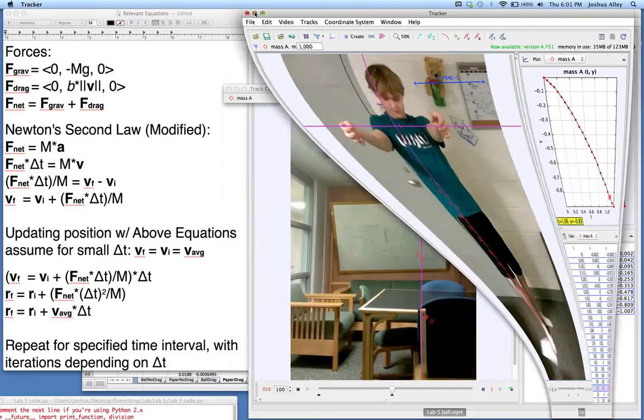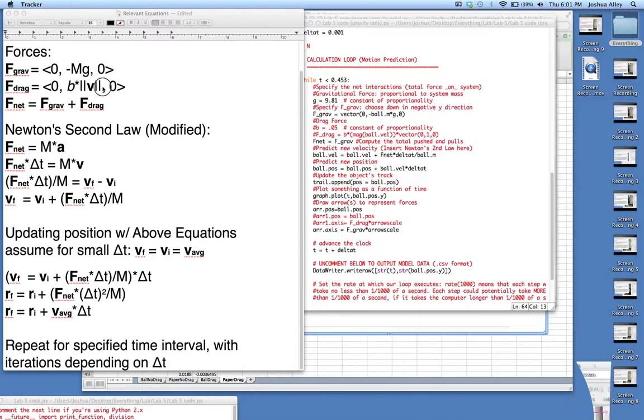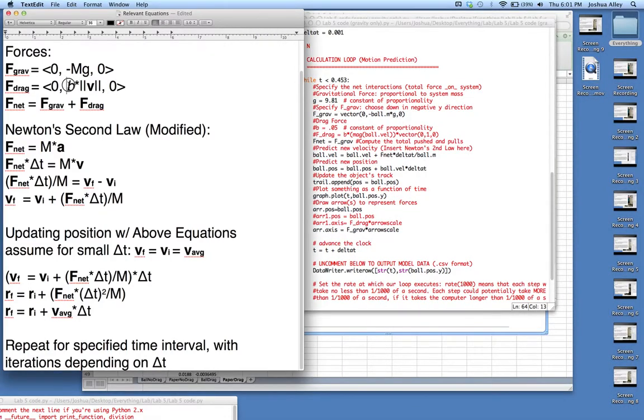Now, to code this, I simply took the forces, which are the force due to gravity and the force of drag, which is just some constant b times the speed. Negative mg is the force due to gravity, and then the net force is the sum of those two.